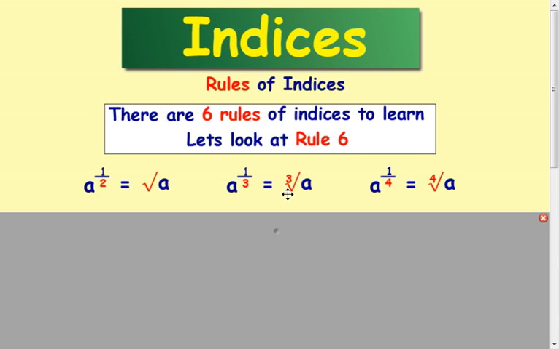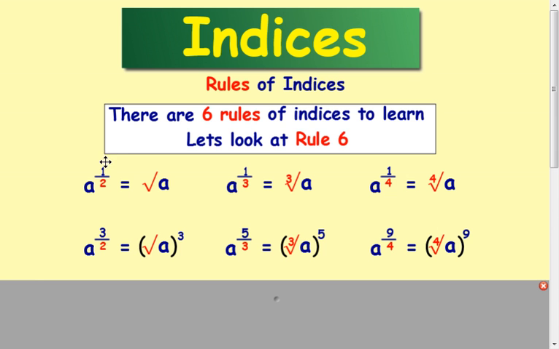And the last one here, a to the power of a quarter, is the fourth root. What times what times what times what makes that answer? An example would be 16. The fourth root of 16 is 2, because 2 times 2 times 2 times 2 makes 16. So 16 to the power of a quarter is 2. Now the same thing happens with a fifth. It's the fifth root, and 6 is the sixth root, and so on.